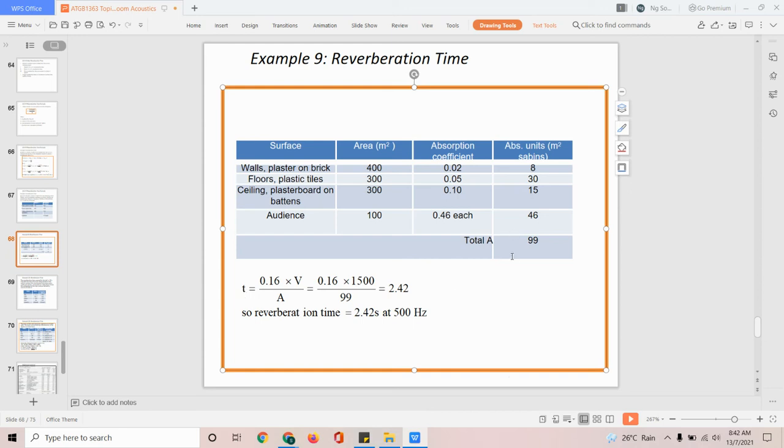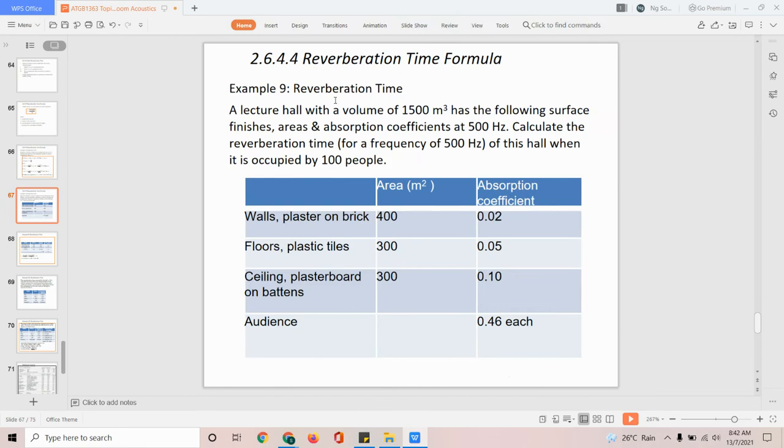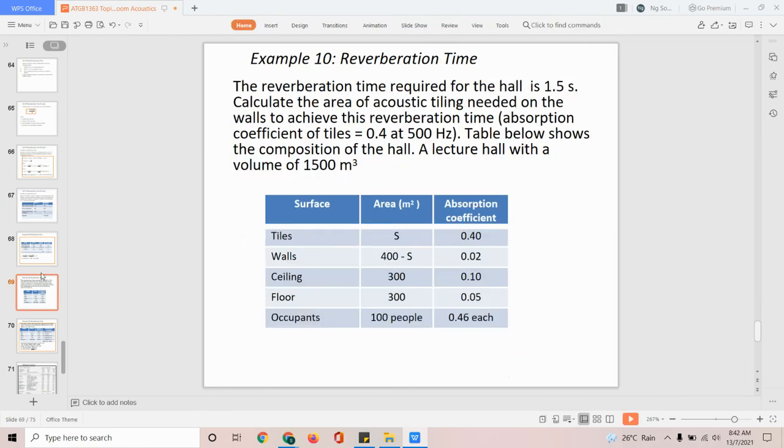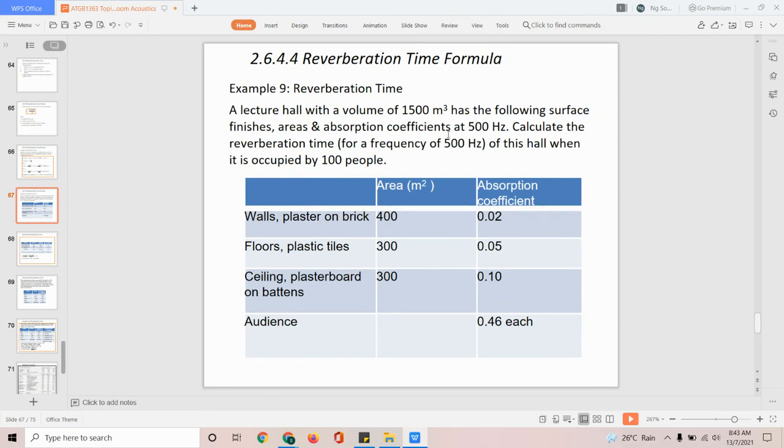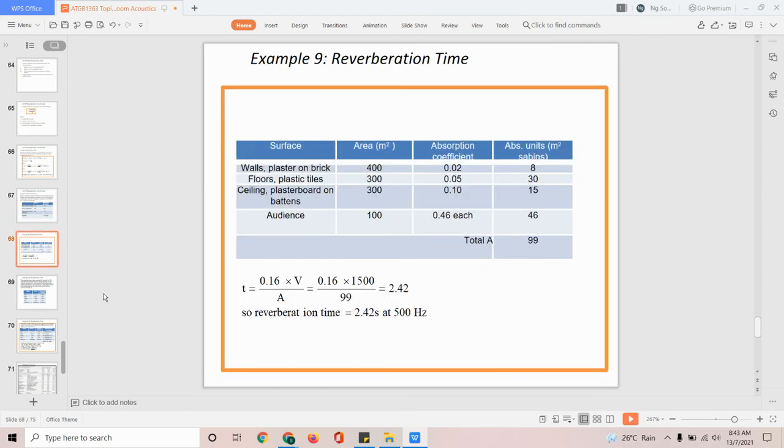So when you have the total absorbent for all your other surface materials and also for the audience, you can put it into your formula, which is T equals 0.16. This is a constant. Then you multiply with your volume, which is already given, 1,500, and then divide by 99. You solve it and you get 2.42. So this question just ends with you finding the reverberation time. So you just put 2.42 seconds. Do remember to end the question properly. And for this question, they mentioned 500 hertz, so you just put it here. So example 9 is solved in this manner.